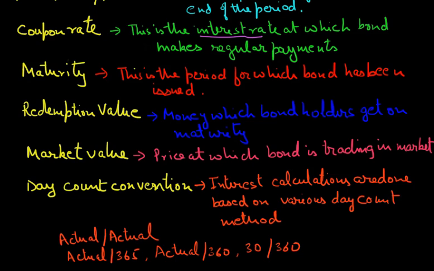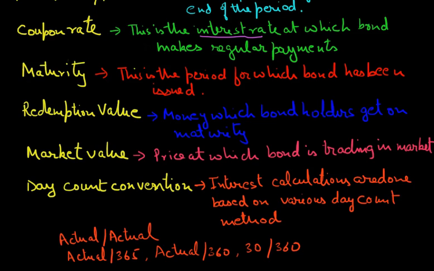Now let's go to the next term, which is day count convention. In the case of bonds, the interest calculations are done based on various day formats. What are these formats? The first is actual by actual, in which the actual number of days are counted and that is divided by the actual number of days in the period. Then there's another format which is actual by 365. In this case they take 365 as the number of days for a year, so even if it is a leap year, they will still take 365 days.